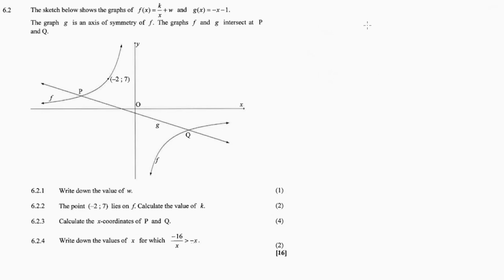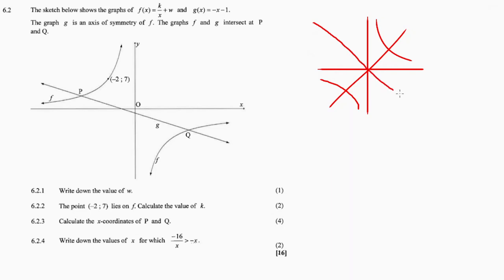A hyperbolic function, say this is the hyperbolic function. These lines pass through the origin. So what are they? The axes of symmetry, right? So the function g, the line g, is also what? The axis of symmetry of f.